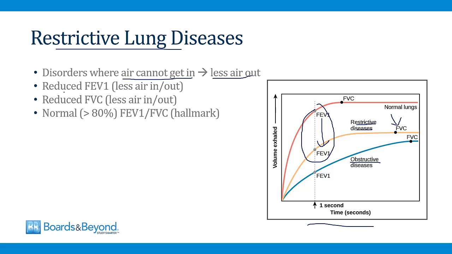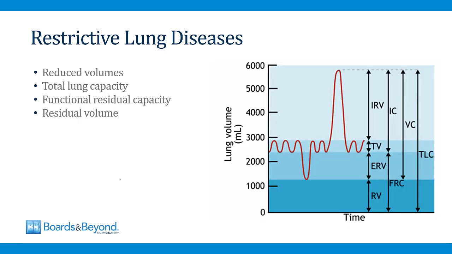Therefore, even though you will have a reduced FEV1 and reduced FVC from less air coming in and less air going out, in restrictive lung diseases you have a normal ratio of FEV1 to FVC. This is the hallmark of restrictive lung disease, a normal FEV1 to FVC ratio, and normal is about 80% of predicted or higher.